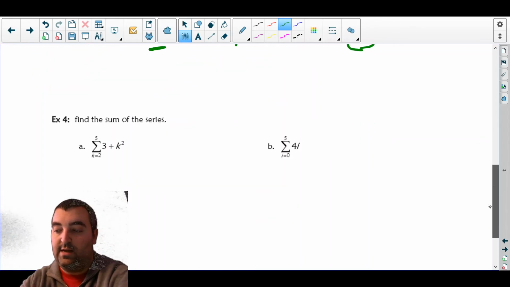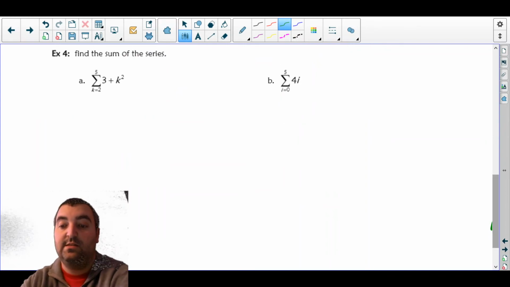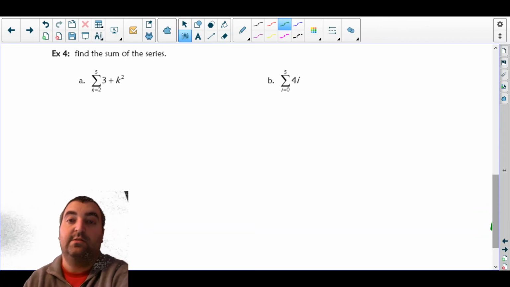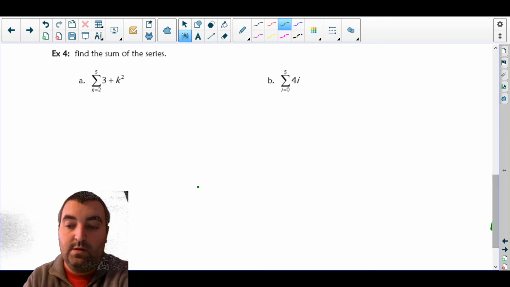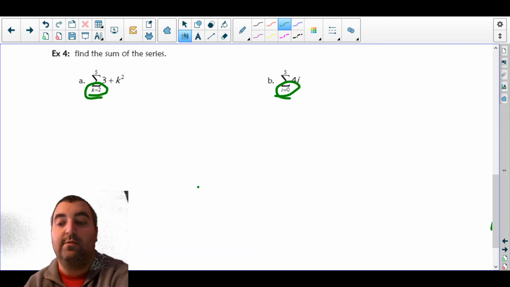Alright, the last type of problem we're going to see is when they actually already give us the series, and you have to just figure out what the sum is. So here, you just have to pay attention, because in both of these cases, they actually don't start at 1. So you just have to make sure you're paying attention to that.